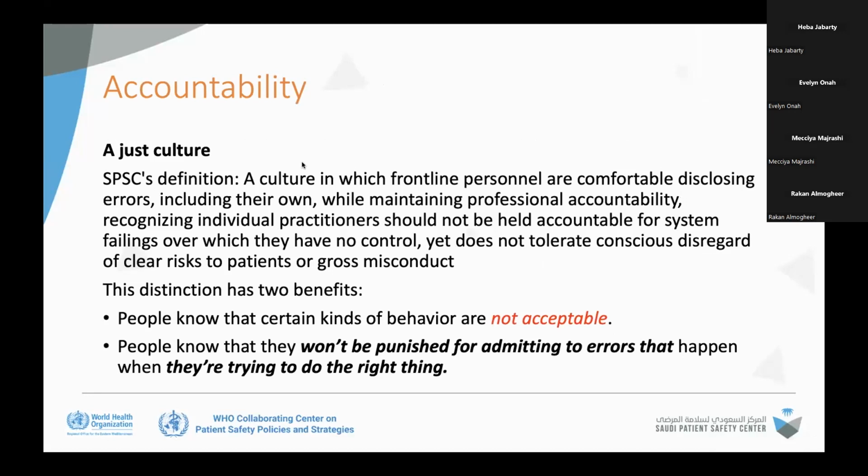When we talk about accountability, we could just share the SPC definition of just culture. Have you heard about just culture before? The term and the concept of just culture. From the definition, what do we mean by just culture? It's really related to the previous concept that everyone, including the frontline personnel, is comfortable disclosing errors, including their own, while maintaining professional accountability.